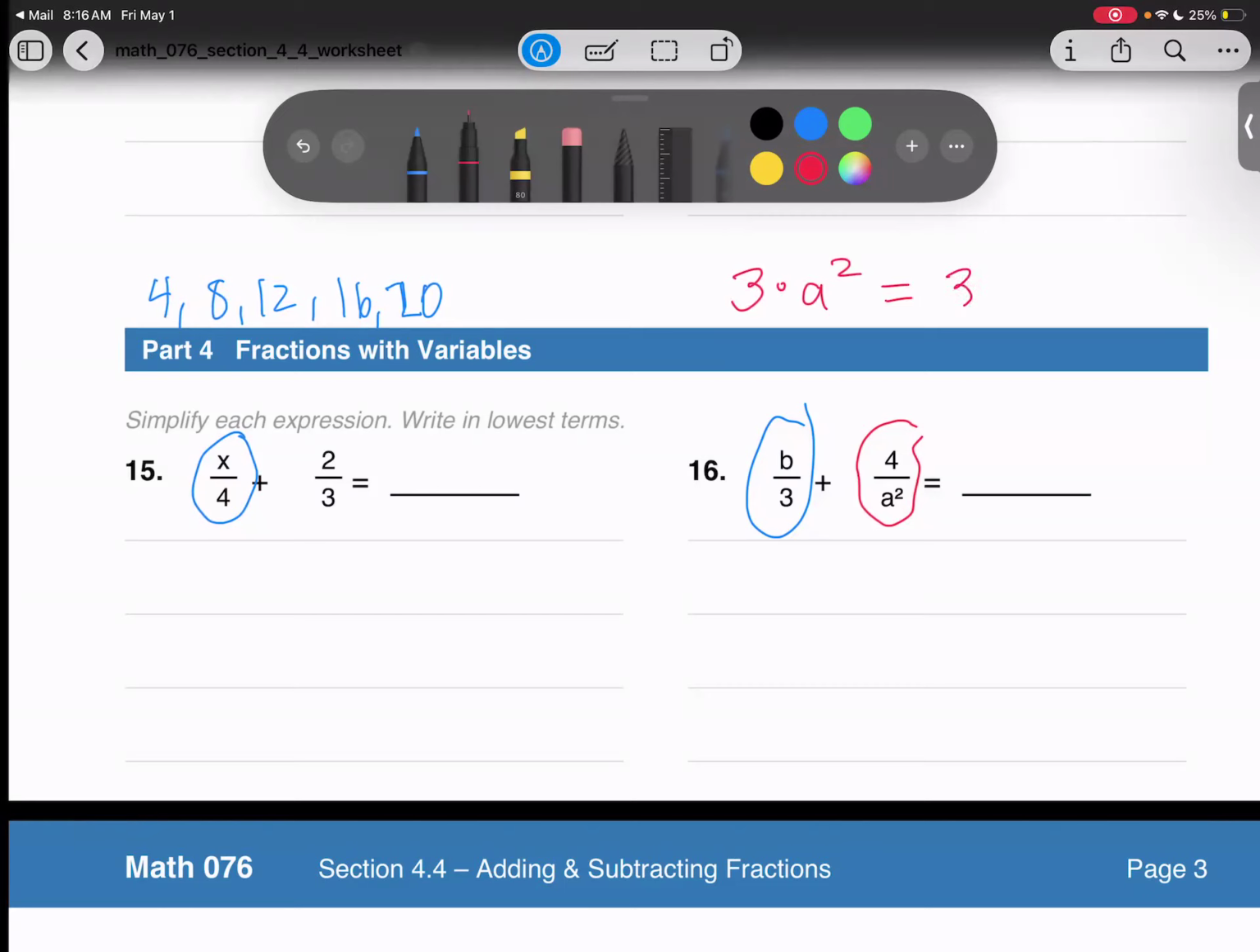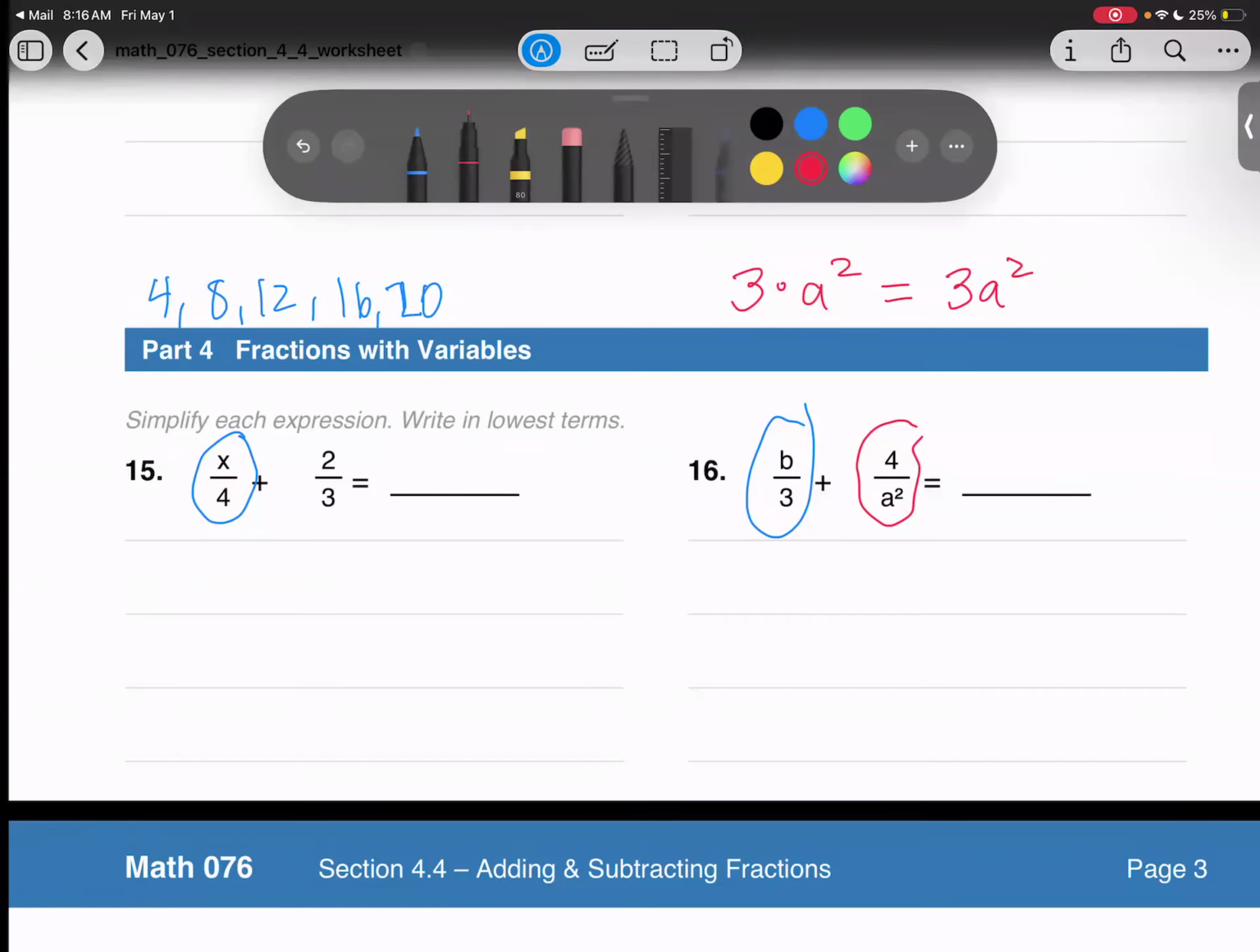And I get 3a squared. And this is going to be my common denominator. Now, I can do this trick on other ones. It will give me a common denominator, but it might not be the lowest. On this one, it works to be the lowest, and it would just work as a denominator that would work.